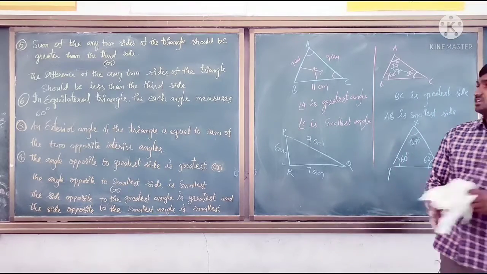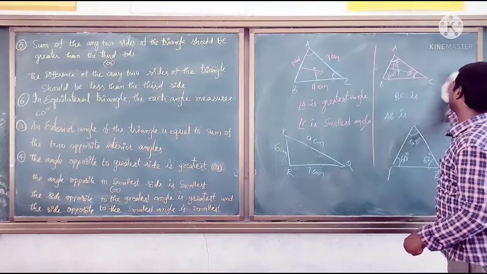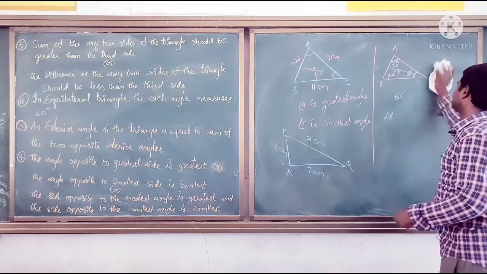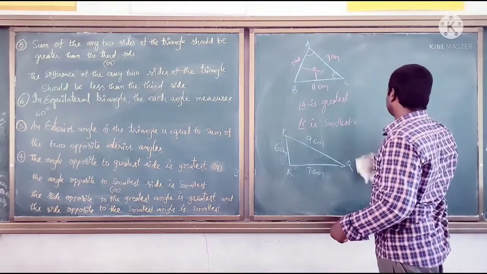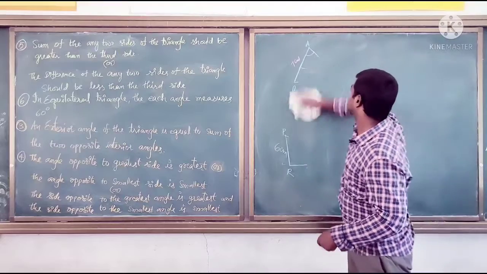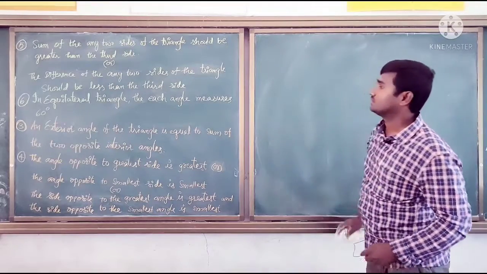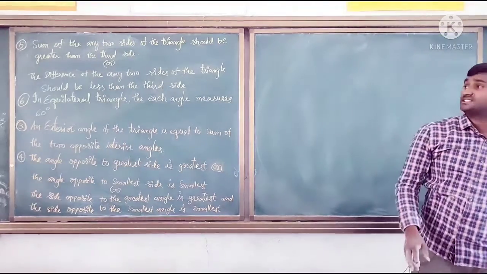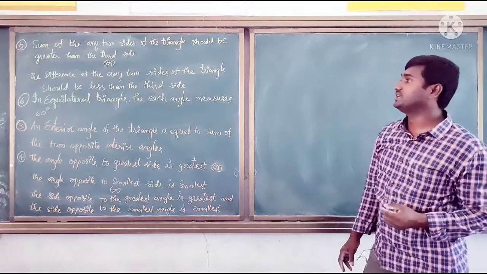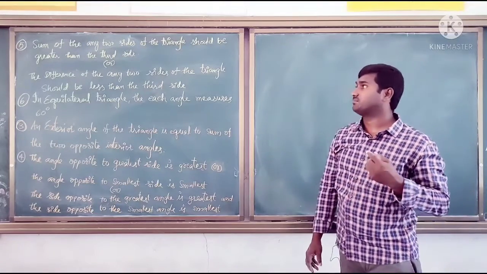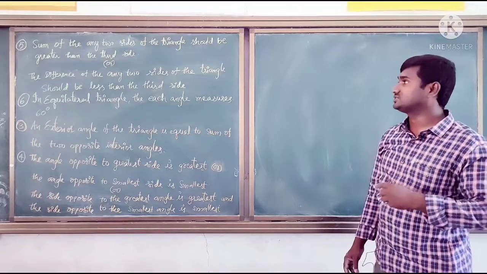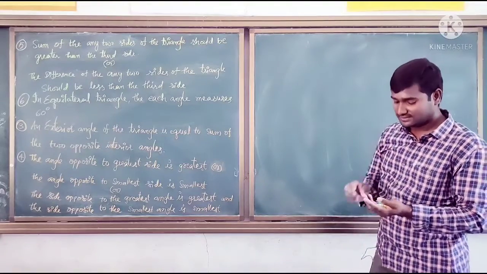So next property we have, fifth property, that the sum of any two sides of a triangle should be greater than third side.